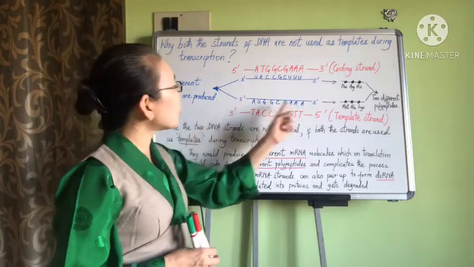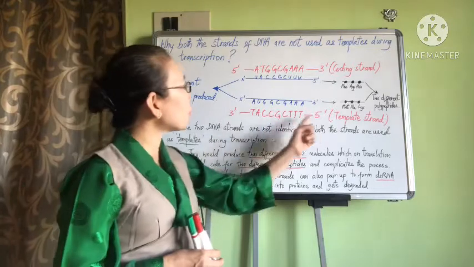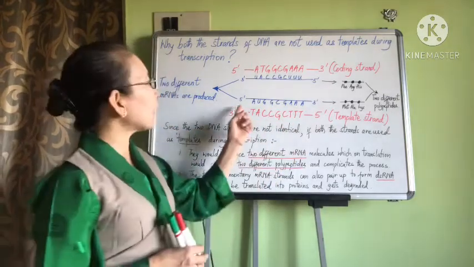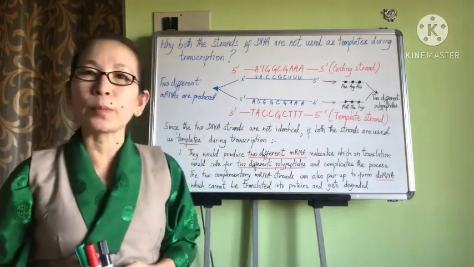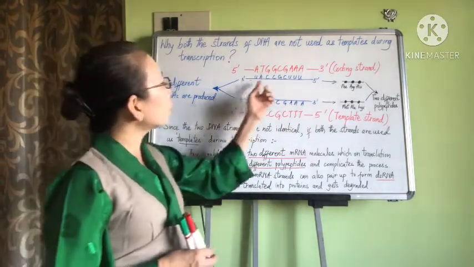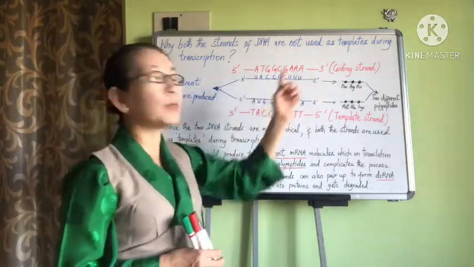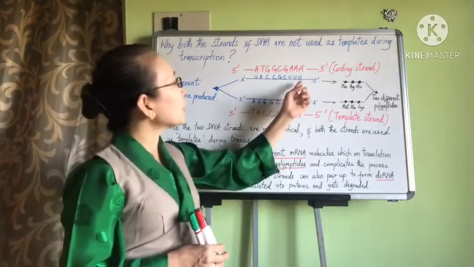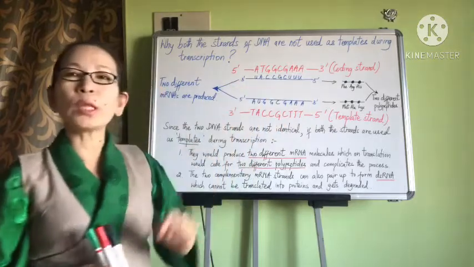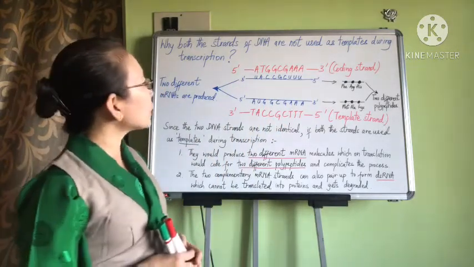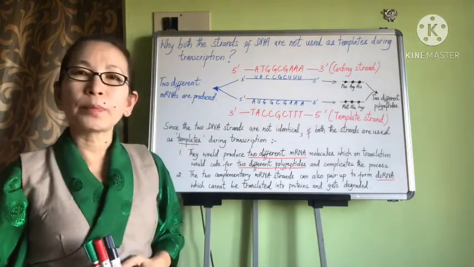Now, the sequence of nucleotides in the mRNA, which is synthesized by using the 3' to 5' template strand, reads as AUG-GCG-AAA in the 5' to 3' direction. Whereas, the sequence of nucleotides in the newly synthesized mRNA using the 5' to 3' DNA template strand reads as UUUCGCCAU in the 5' to 3' direction. So you've noticed that the sequences are entirely different in the two mRNAs.